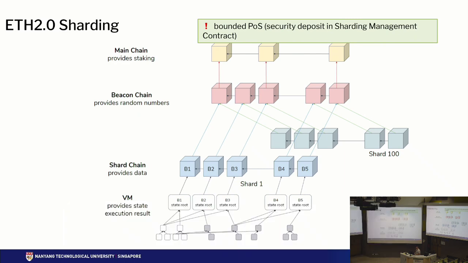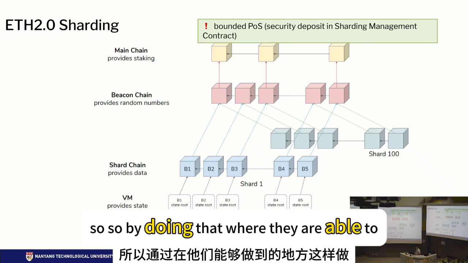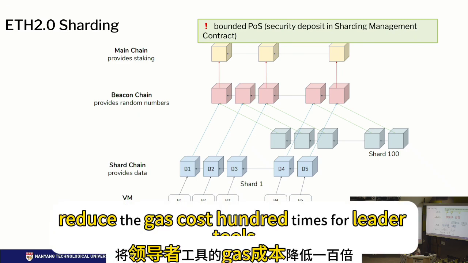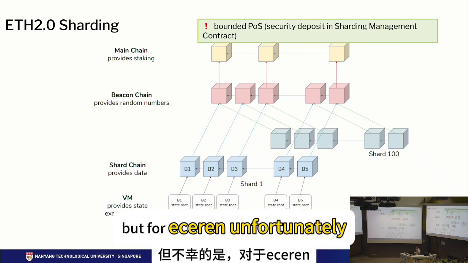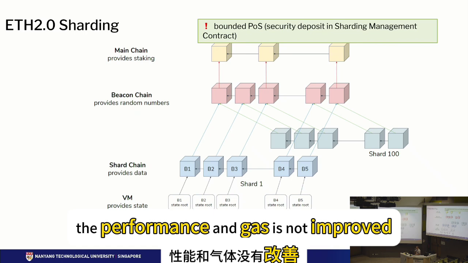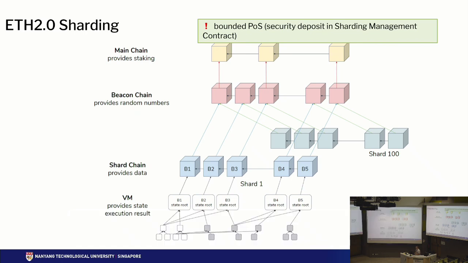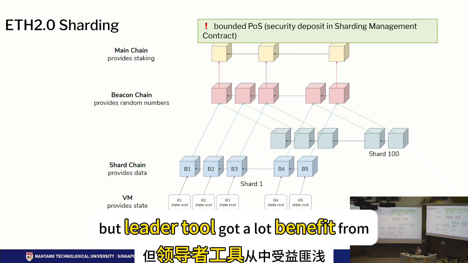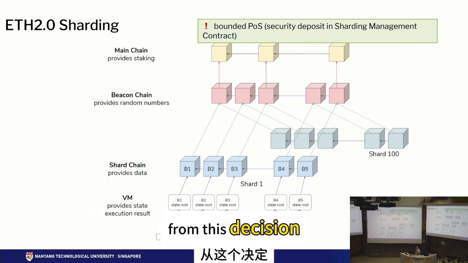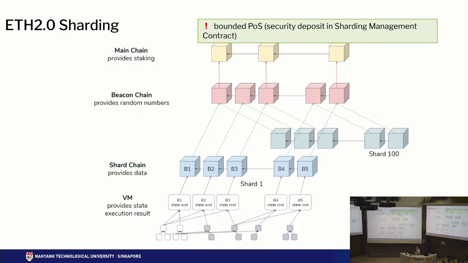By doing that, they are able to reduce the gas cost by 100 times for layer 2s. But for Ethereum, unfortunately, the performance, I guess, is not improved. But layer 2 got a lot of benefit from this decision. Any question?